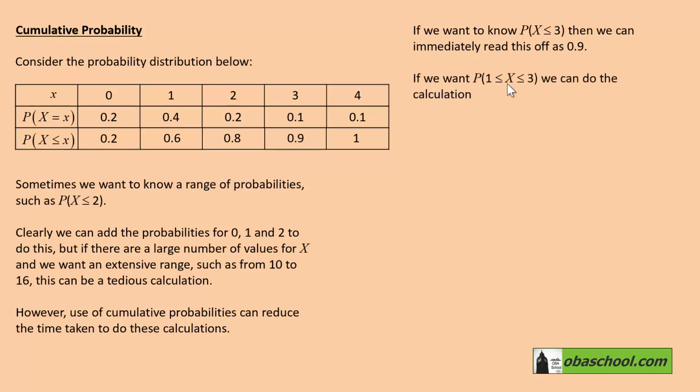If we want the probability that x is between 1 and 3, note inclusive, we can do the calculation. The probability x is less than or equal to 3, take away the probability x is less than or equal to 0, which in this case is just the probability that x equals 0. So we'll then get the values for 3, 2 and 1. So that's going to be 0.9, take away 0.2, which is 0.7. And we can see that's true because it's these three probabilities that we've added together.